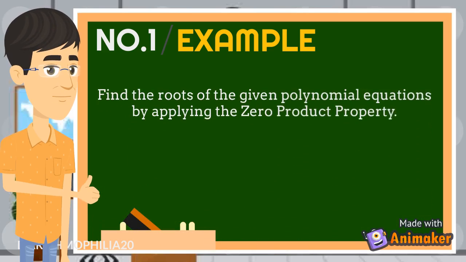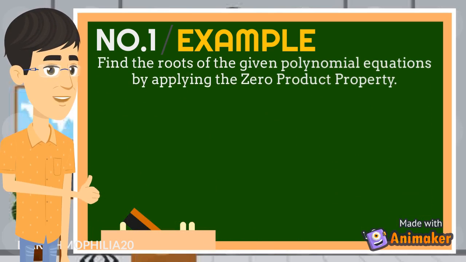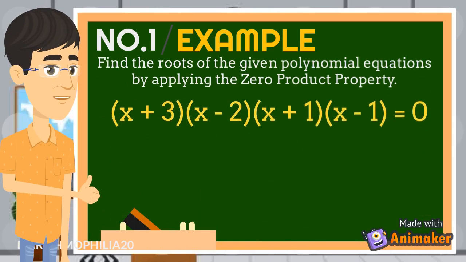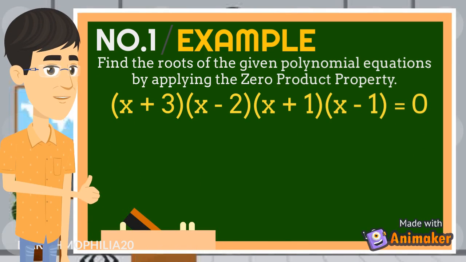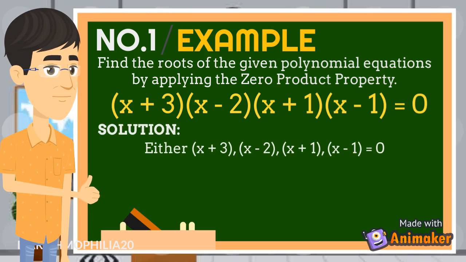Example number 1. Find the roots of the given polynomial equation by applying the zero product property. (x + 3)(x - 2)(x + 1)(x - 1) = 0. Note that, in zero product property, either x + 3, x - 2, x + 1, or x - 1 can be equal to 0.